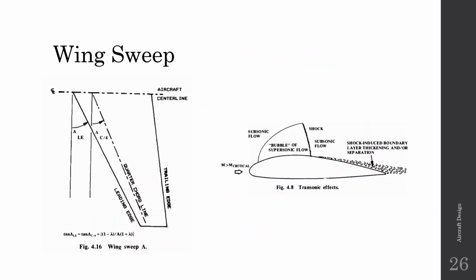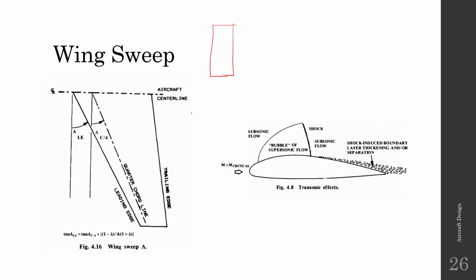One more thing that can be done with a wing is that we can sweep the wing. So instead of creating a rectangular wing like this, you can sweep the wing like this. And this improves the supersonic performance, or rather this prevents flow along the wing from becoming supersonic.